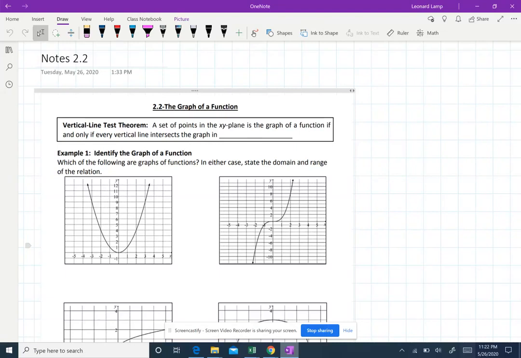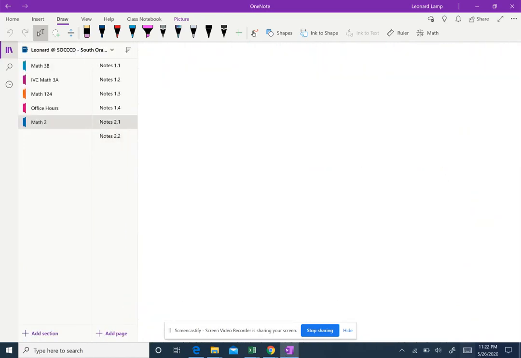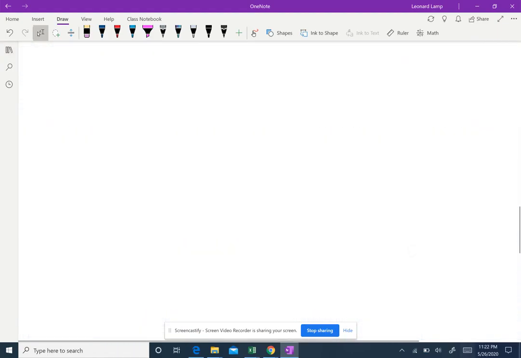All right, after 2.1, I know you guys probably need a break, so 2.2 should be quick and fast. So in the last section, in the beginning of 2.1, let me just highlight some things real quick. I know you're probably scared of coming back here, but in the beginning, we talked about the domain of a function.